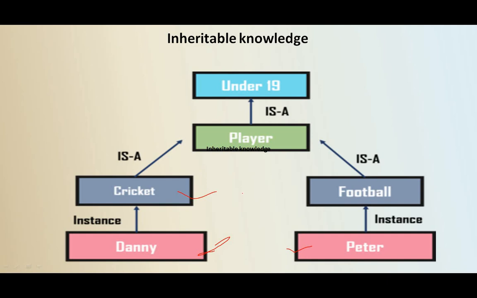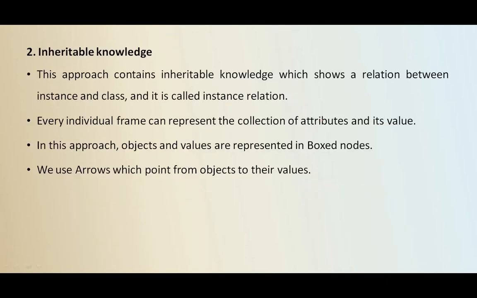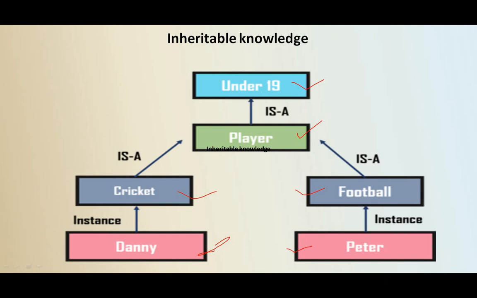Cricket is one of the games, and football is also one of the games, and under 19 is the super class, and player is also a subclass here. Like that, the inheritance relationship is represented, and the values and instances are also represented like this. This knowledge is called inheritable knowledge. So inheritable knowledge can represent the relationships among the classes, the inheritance relationships, and the collection of attributes and its values, and arrows point from one object to another object, and instances can also be represented.